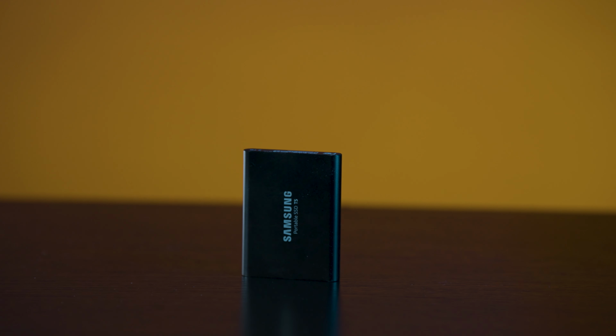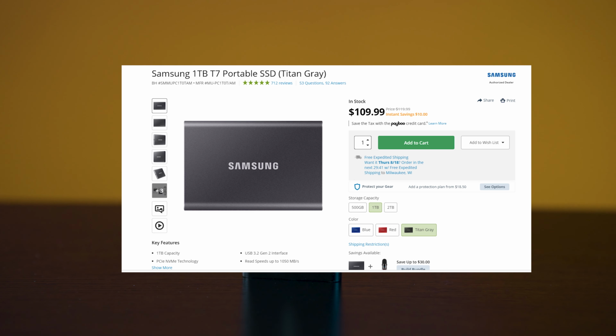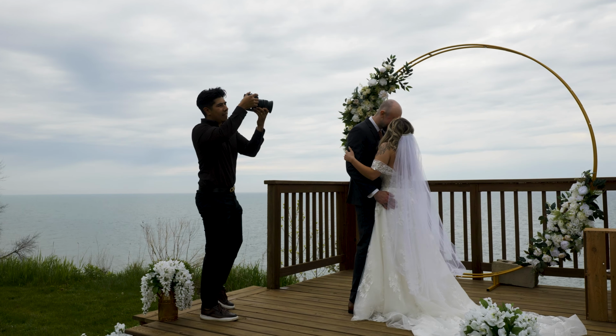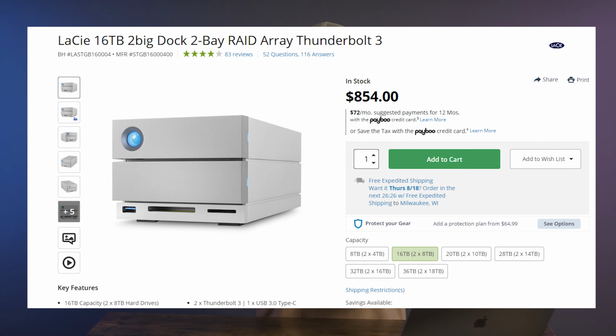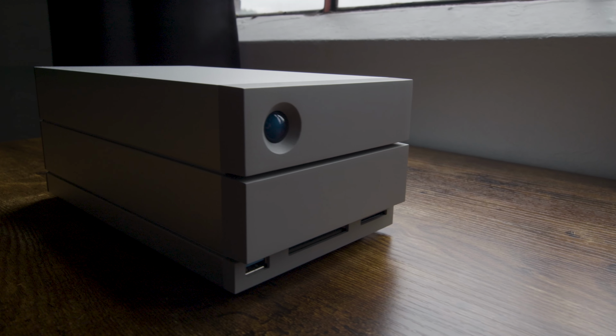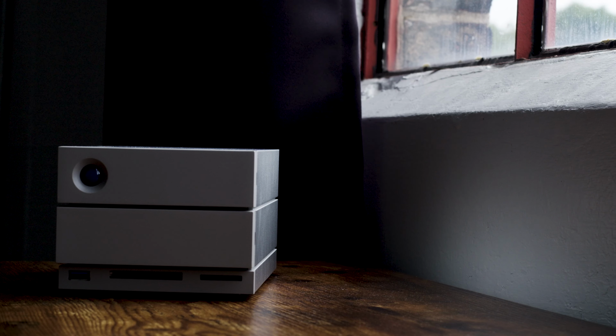Then I would use SSD drives to work on projects, specifically the Samsung T5. As time progressed, I found a better product, and it's something that I would highly recommend to any wedding filmmakers that are solely running their business. That means you're shooting and editing your own stuff, which is the Lacie 2Big Dock RAID array system. And they have different storage capacities, so find one that suits your needs.